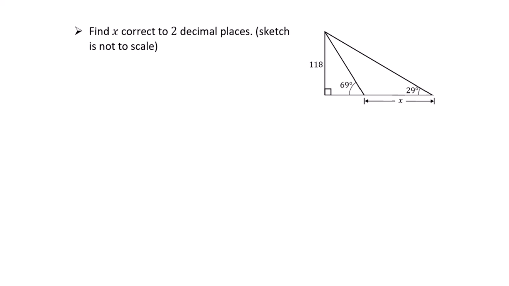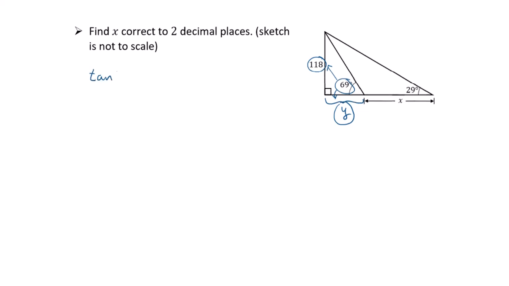Find x correct to 2 decimal places, and note that this sketch is not to scale. So I need to figure out what the measurement of x is. To get there, let's find this measurement, which I'm going to call y. Now I have this angle and this side, and I need this side. In relation to that 69-degree angle, this is opposite, and this is adjacent. So that would be our tangent function.